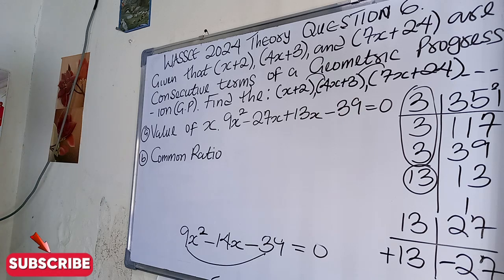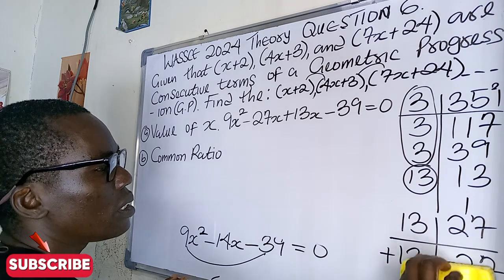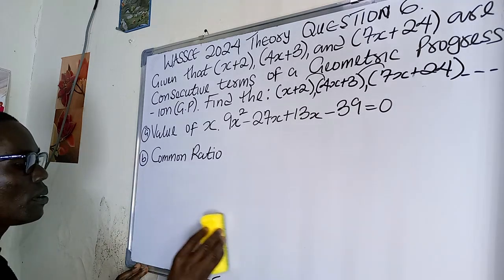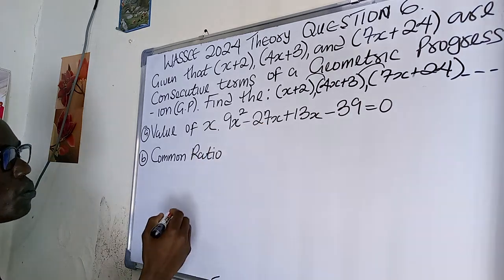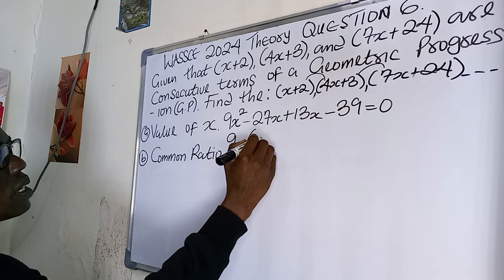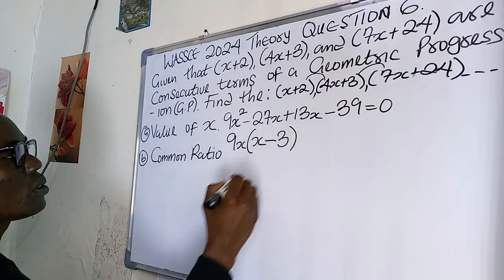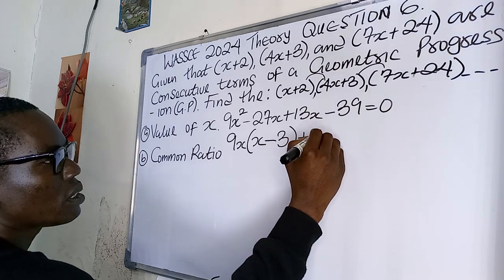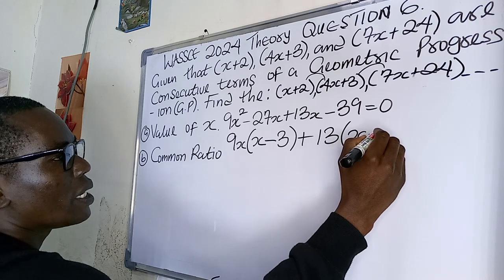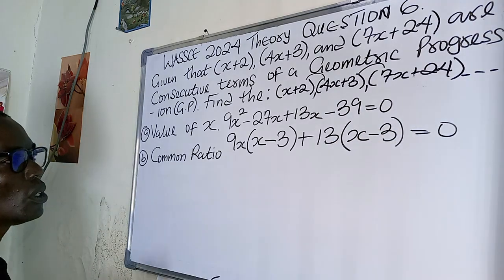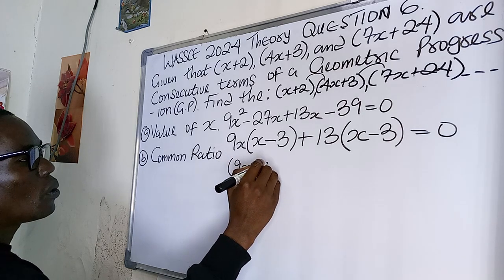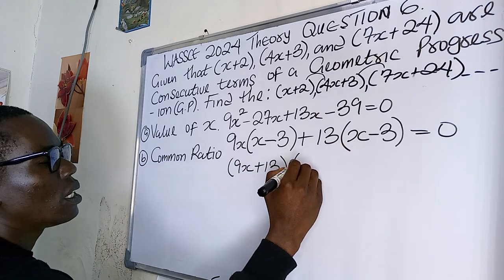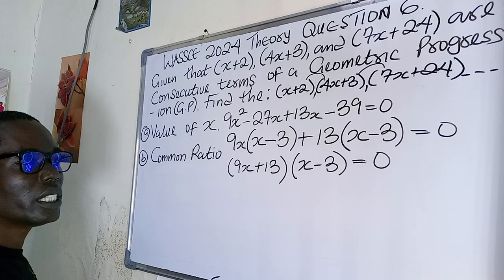Great. Now let's look at how we can simplify this. Having gotten this, we don't need this any longer. So let's simplify that expression. 9 is common here, so we'll bring out 9x, so we'll have x minus 3, since 9 times 3 will give us 27, plus what is common here is 13, so we'll bring out 13 times x minus 3, and all this will be equal to 0. So we have 9x plus 13 and then x minus 3, and this will be 0, and that is the zero product law.